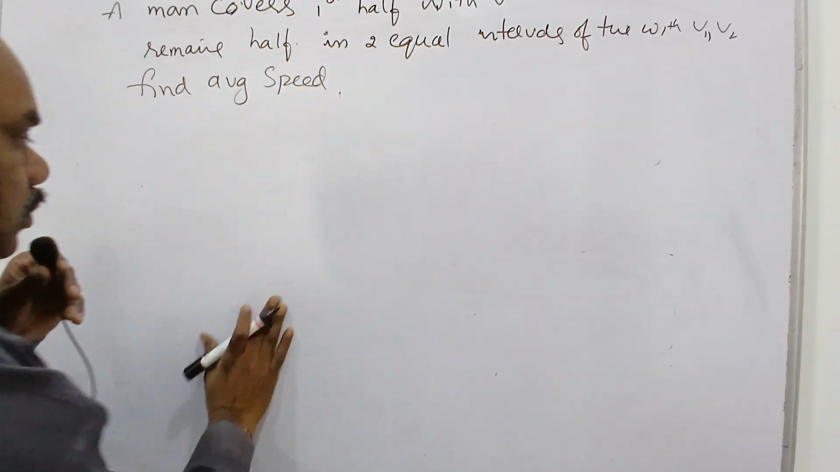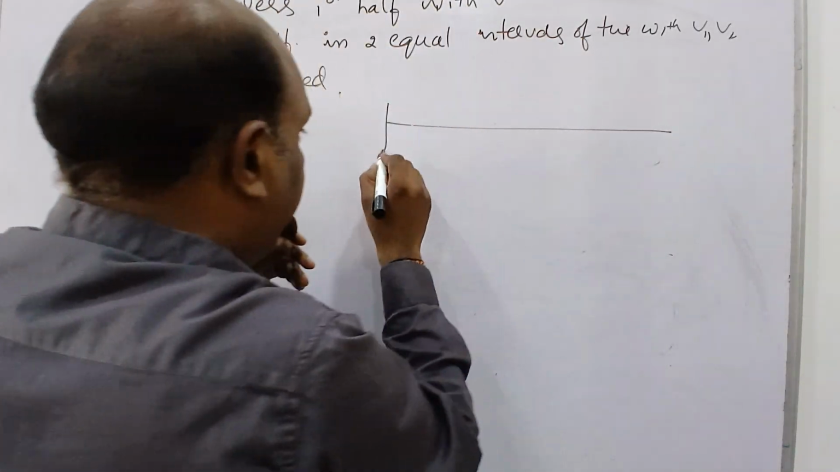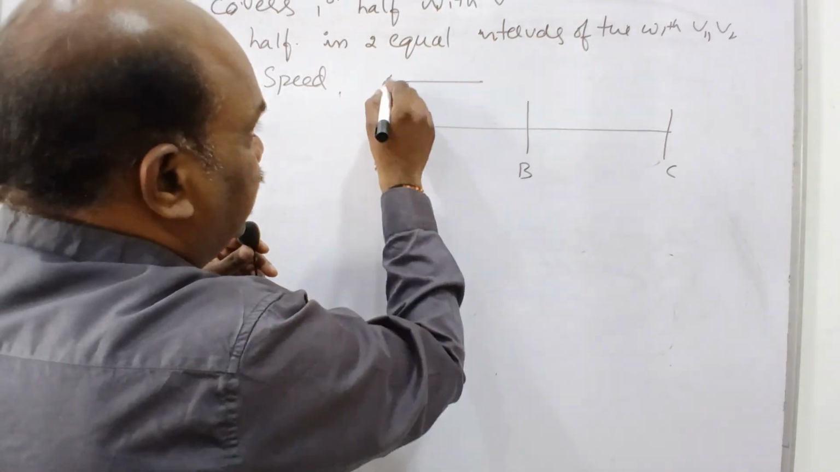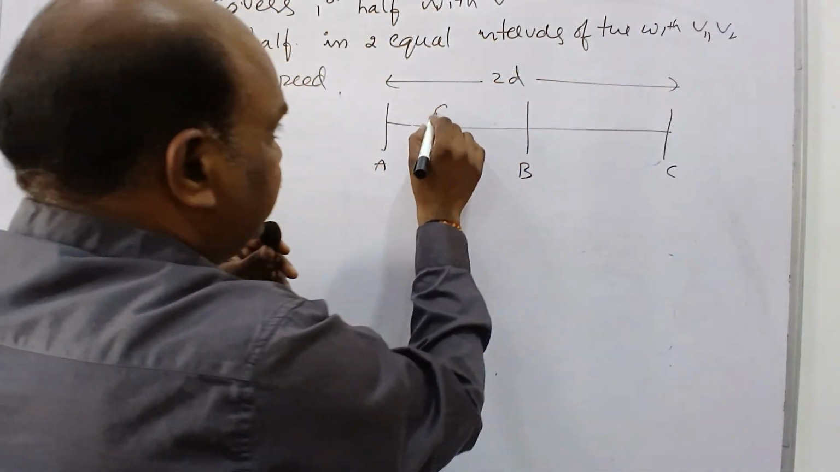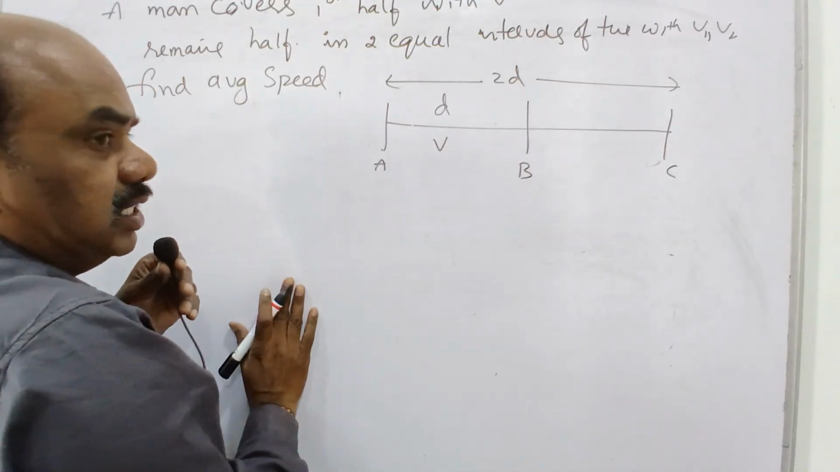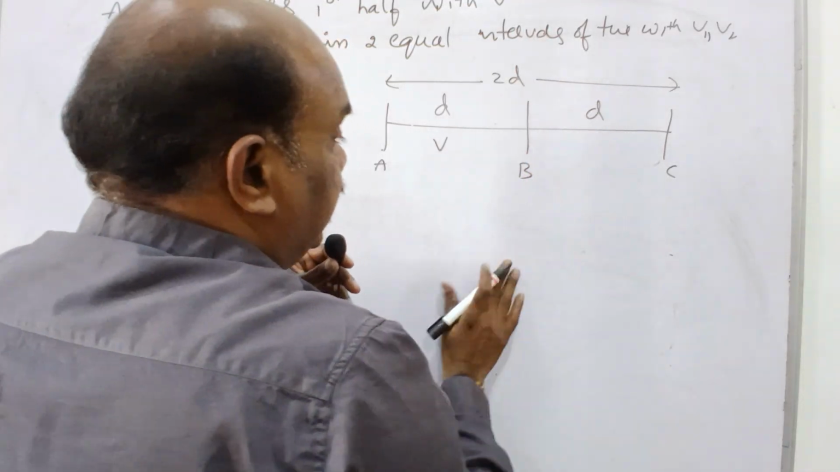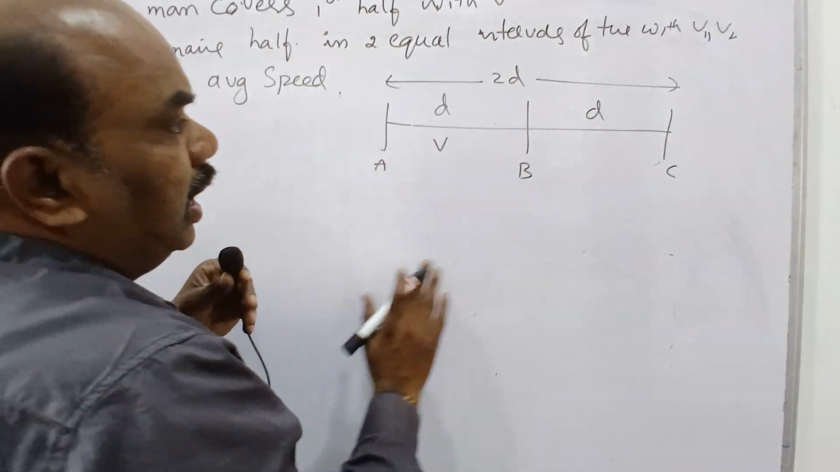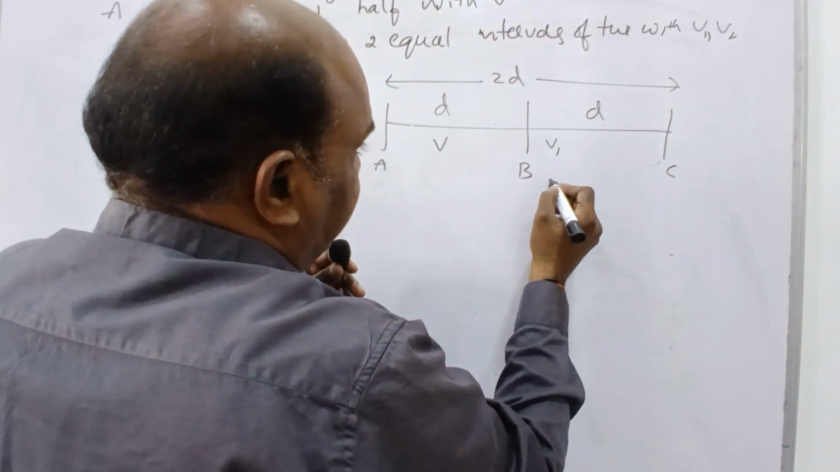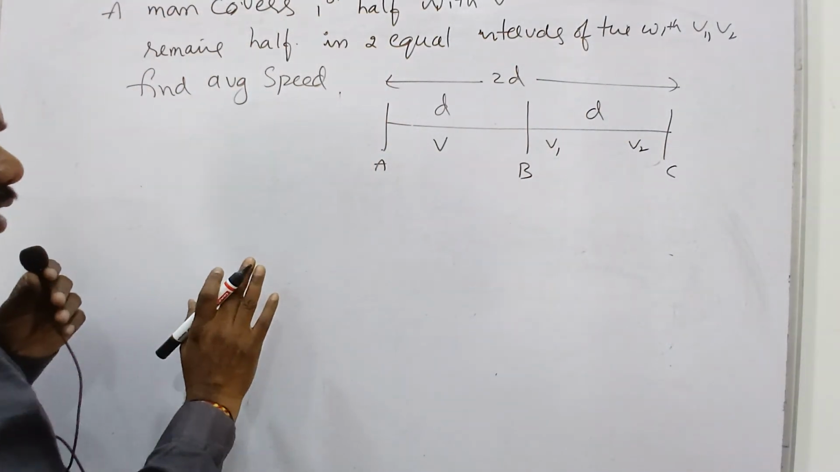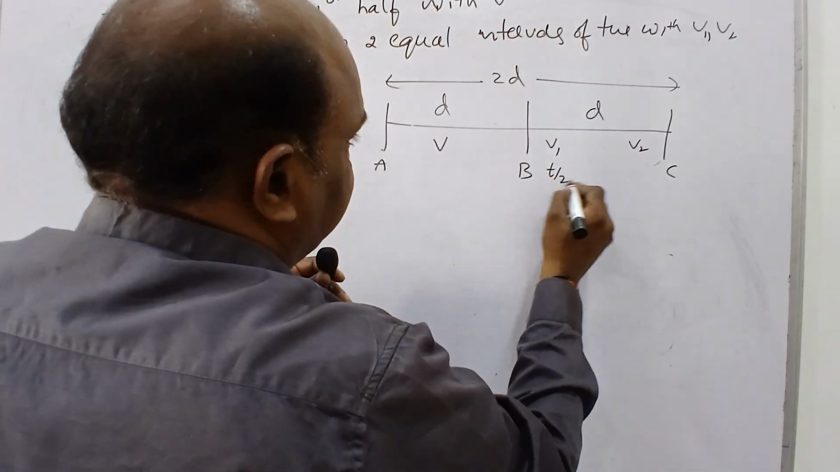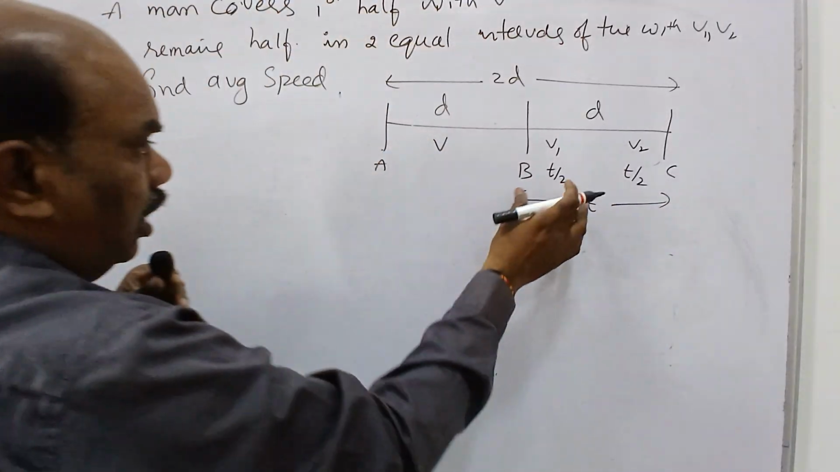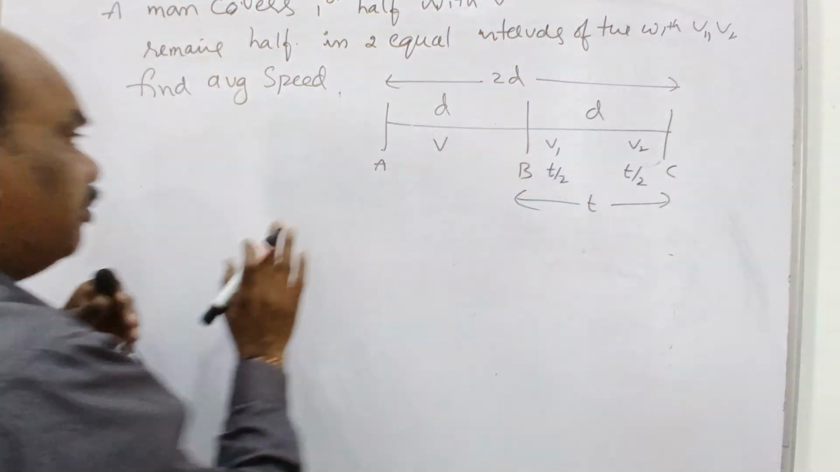Average speed. First try to understand the question. This is A, this is C, this is B. First half distance, let the total distance be 2d. Half distance means d. Half distance his velocity is v. Remaining half distance he maintained equal time, not equal velocity, equal time. Now here the velocities are v1 and v2. Let the time be t by 2, t by 2. Whole time is t. Half of the time with v1 speed, half of the time with v2.